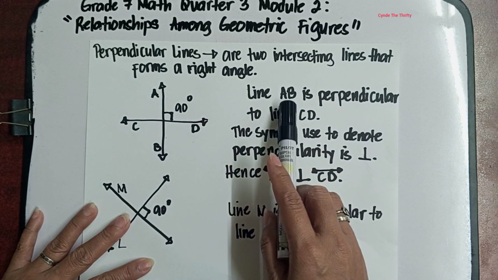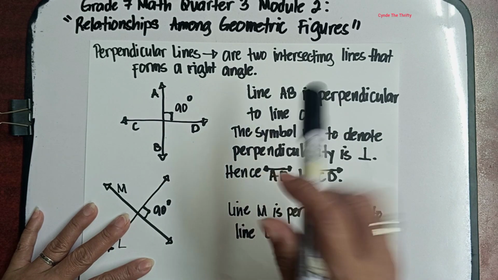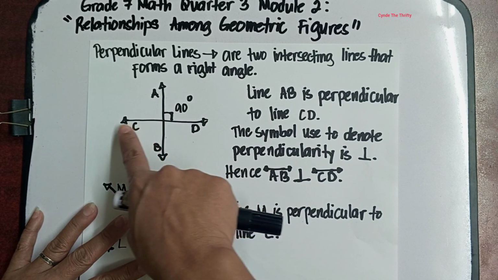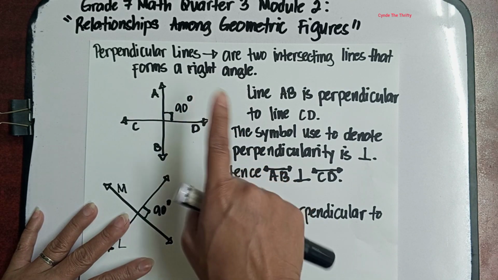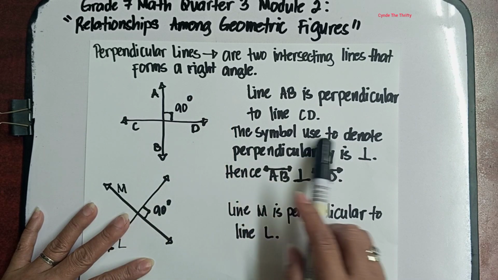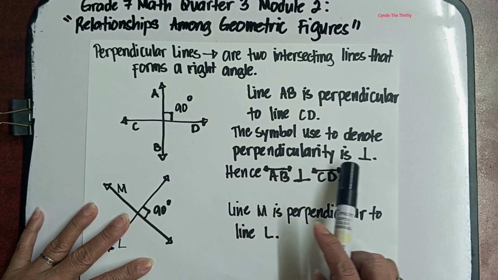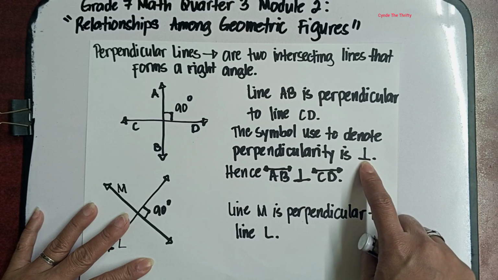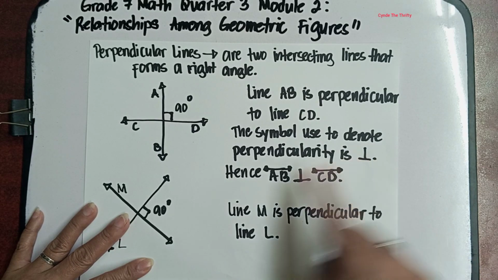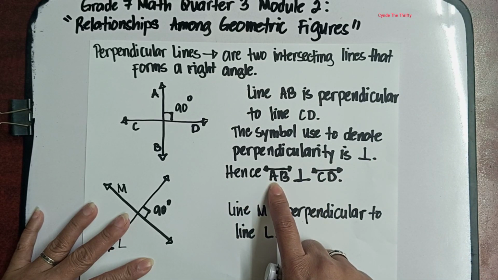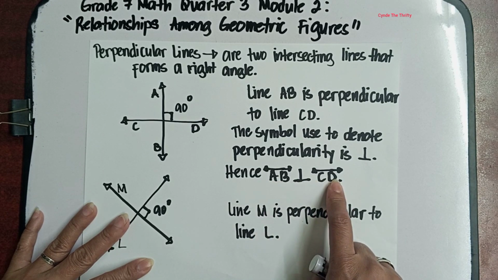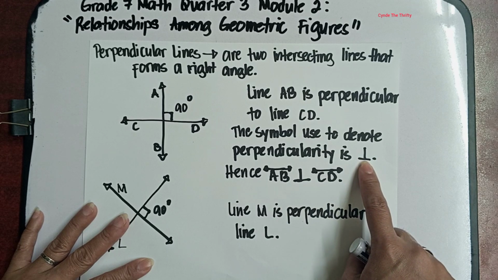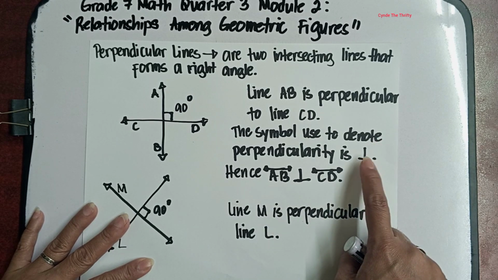Line AB is perpendicular to line CD. Okay? So, line AB is perpendicular to line CD. Kasi nakagawa sila ng angle na 90 degree. The symbol used to denote perpendicularity is para siyang baliktad na letter T. Okay? So, hence, line AB is perpendicular to line CD. Ganito ang pagkasulat niya. Take note na ang ginagamit natin sa perpendicularity is baliktad na T.